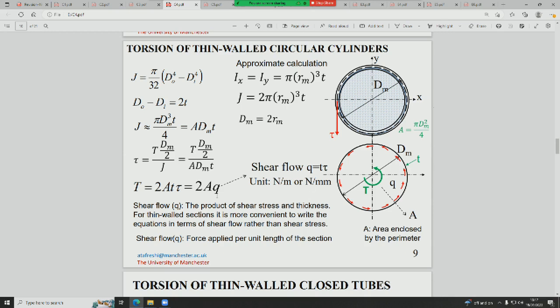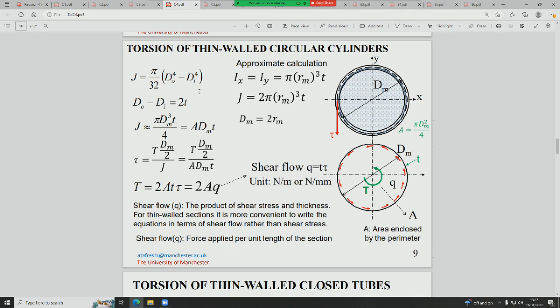So that was an exam question, I believe last year or the year before. What is the definition of shear flow? And what is its unit? So the force applied per unit length of the section, and obviously the unit is newton per meter or newton per millimeter.